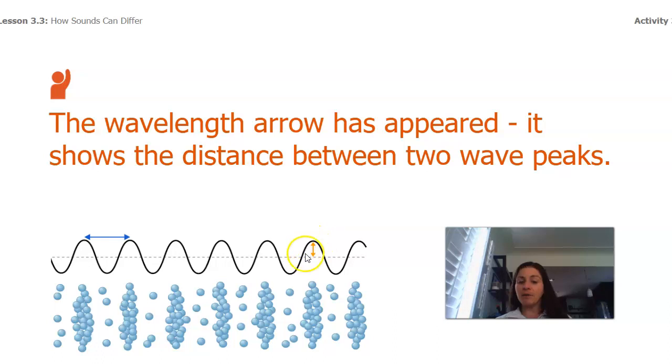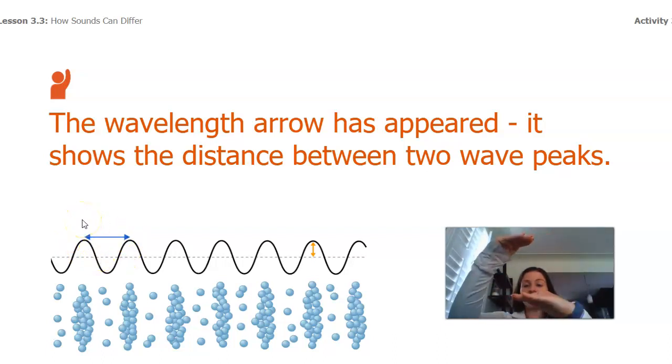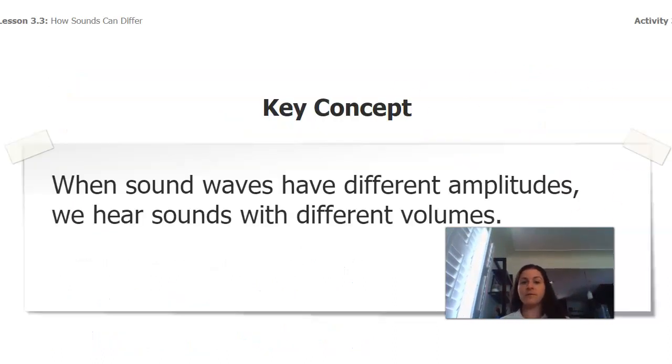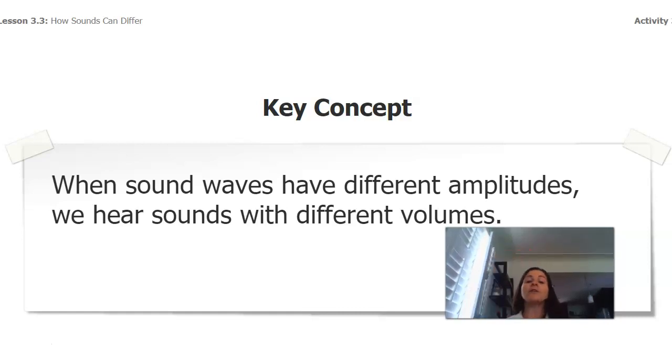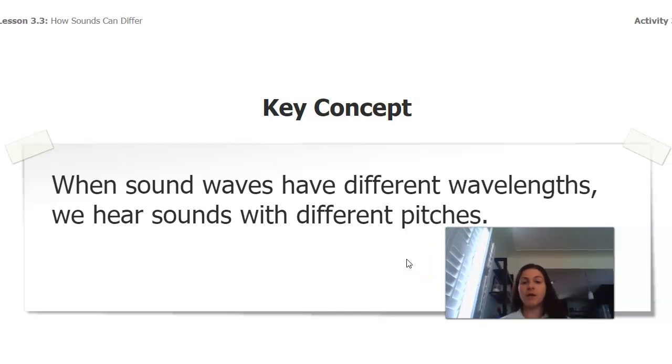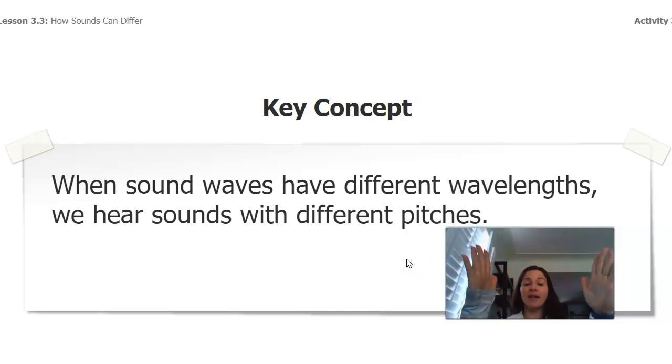This is my amplitude arrow. This is my pitch arrow. How loud it is, what the pitch is. And that brings us to two important ideas. One, when sound waves have different amplitudes, we hear sounds with different volumes. When sounds have different wavelengths, we hear sounds with different pitches.